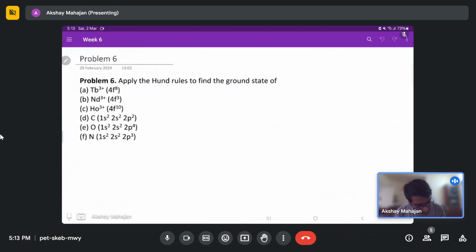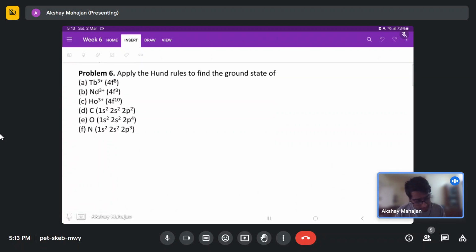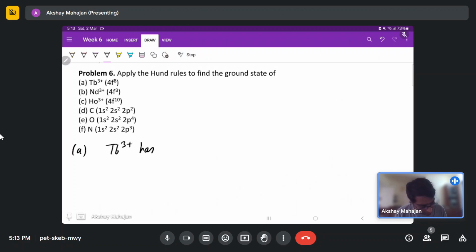Okay, let's go to problem number 6. In this we have to apply Hund's rules to find the ground state of all these different ions and atoms. So let's just start. The first case we have is Tb3+. Tb3+ has a 4f8 configuration.